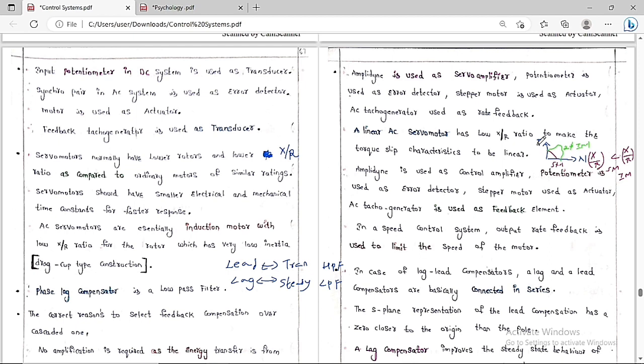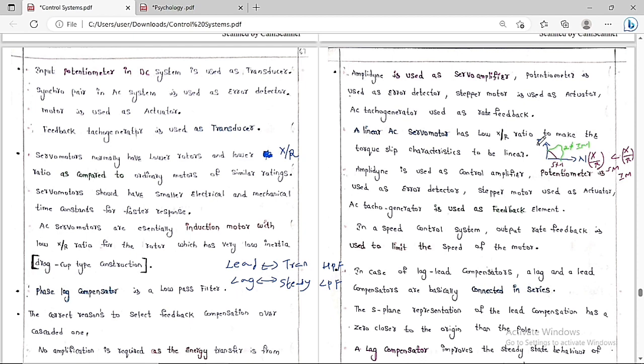So finally I can say amplidyne is basically used as the control amplifier or servo amplifier, whereas the potentiometer is used as the error detector, whereas the stepper motor is used as the actuator, whereas the AC tacho generator is used as the rate feedback or feedback element.